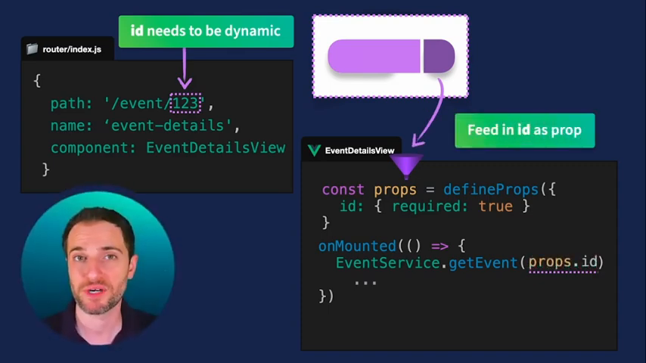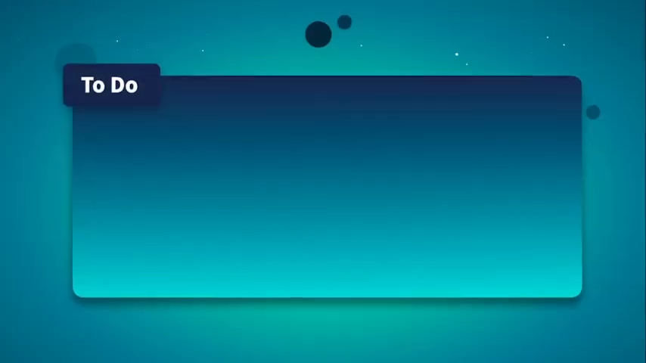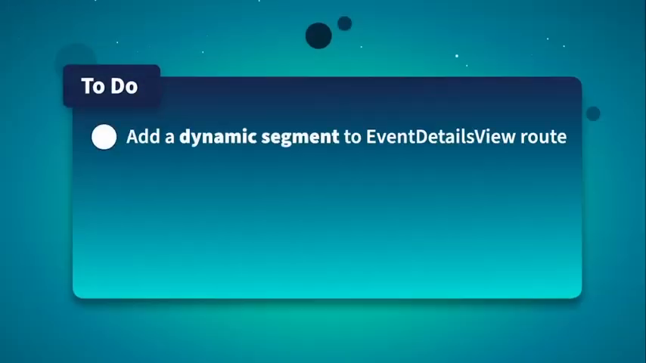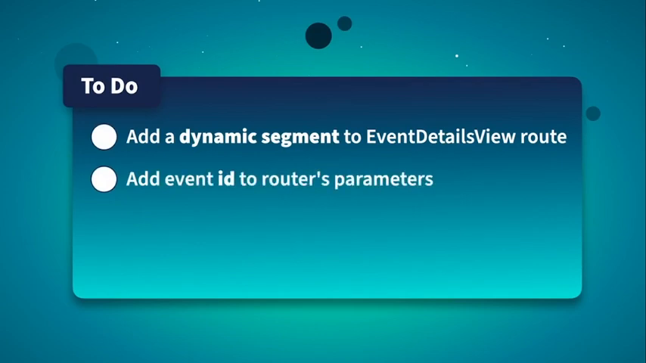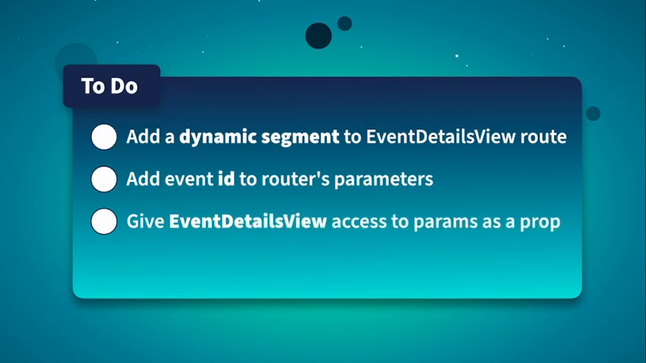In order to get all this to work, this is what our to-do list entails. First, we'll add a dynamic segment to the event details route. Then we'll add the event ID to the router's parameters. Then we'll give event details access to the parameters as a prop. And then we're going to do some cleanup of our code.